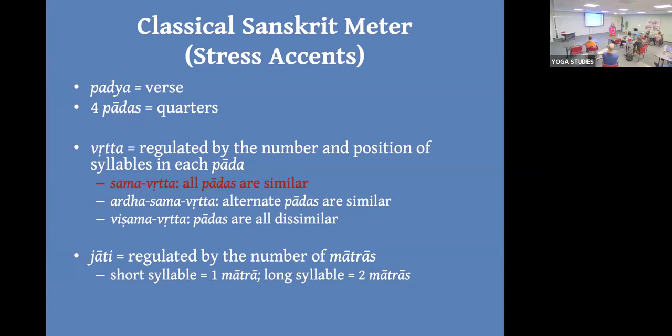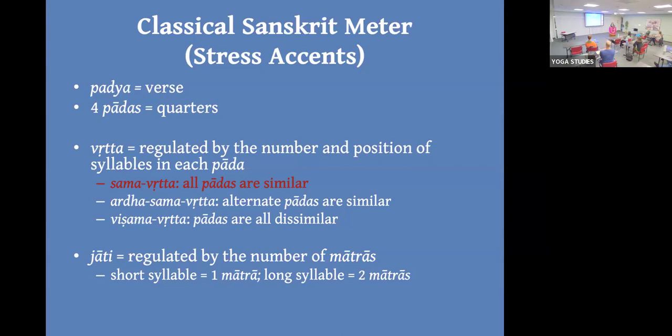And in vritta, the number and positions of syllables in each pada are organized in certain ways. So what we'll be talking about here today is samavritta, where all the padas are basically the same. There is also Ardha Samavritta, where alternate padas are the same, and Vishamavritta, where they're all different. But most of the verses we will be looking at are this Samavritta, equal padas.